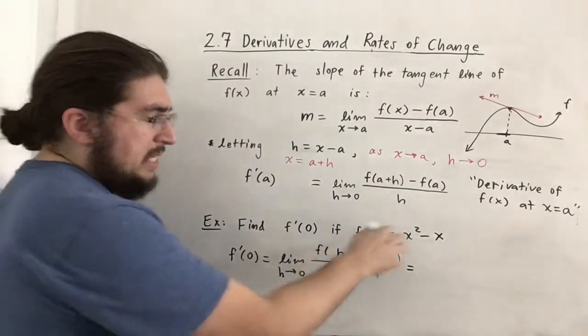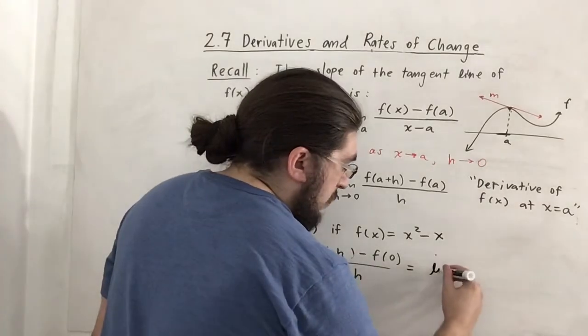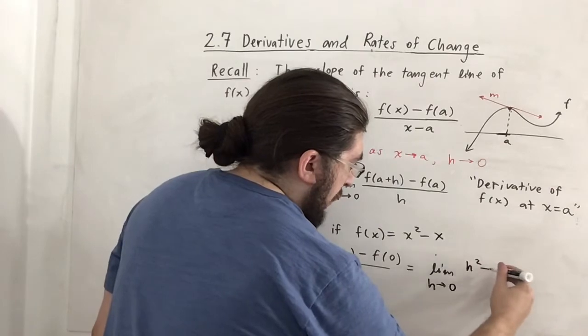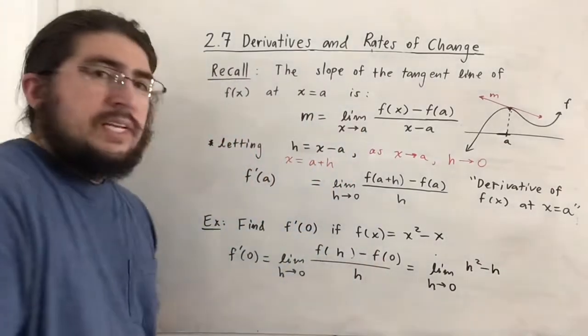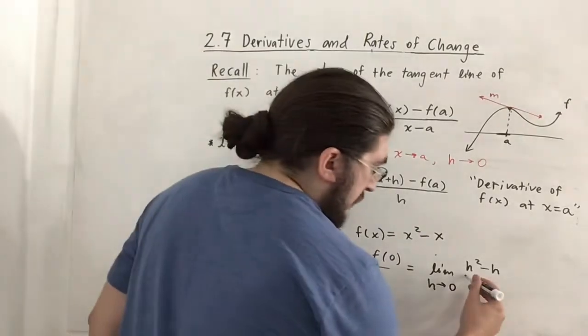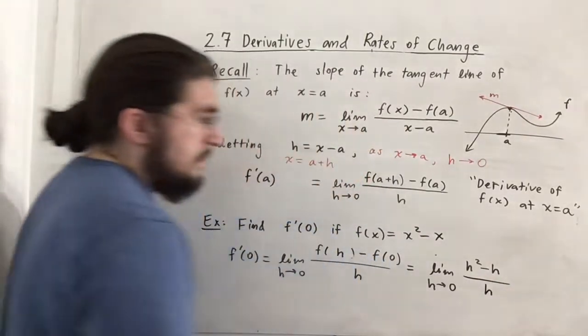So f of h is going to be h squared minus h. We're still in the limit though as h goes to 0. So it's h squared minus h minus f of 0, but notice f of 0 is 0 squared minus 0, which is 0. So I won't even write it, over h.